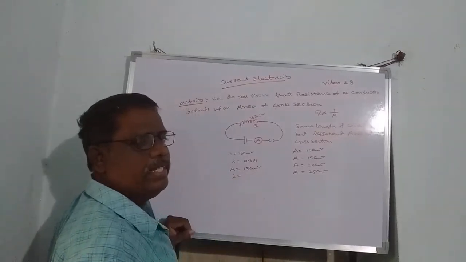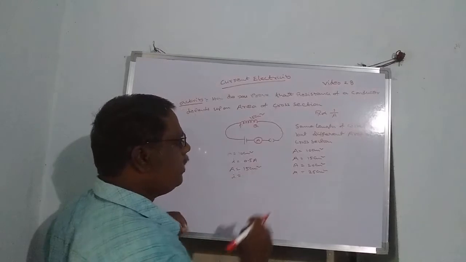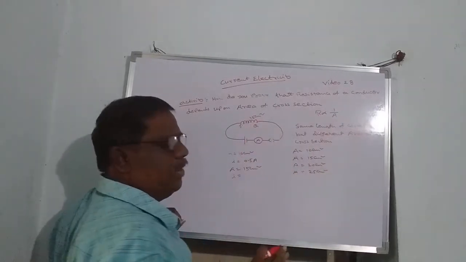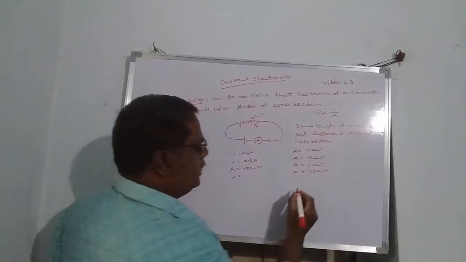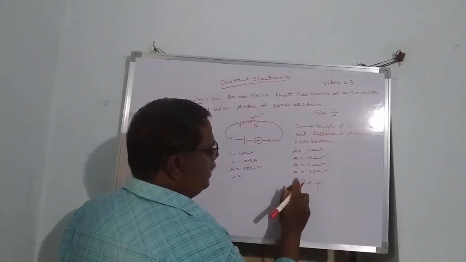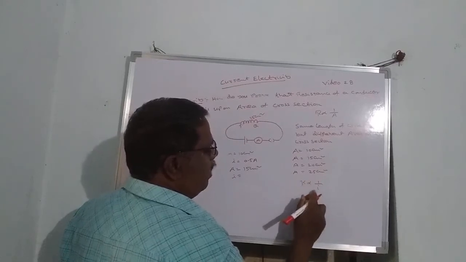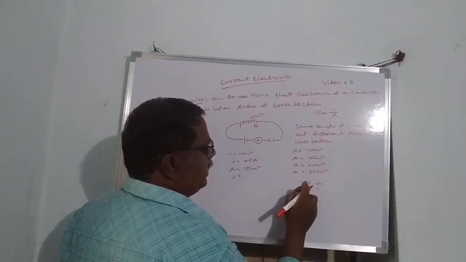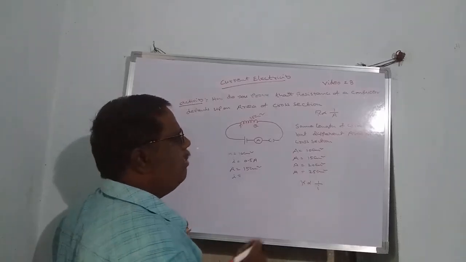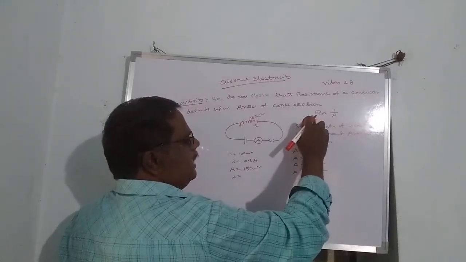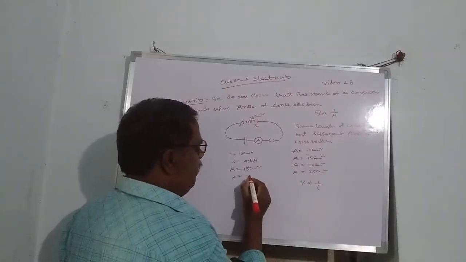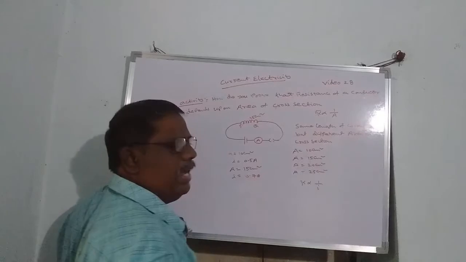So area of cross section increases, resistance decreases, and the flow of current increases, because R is again inversely proportional to I. If resistance increases, flow of current will decrease. If resistance decreases, flow of current will increase. Now area of cross section increases, resistance will decrease, then current will increase. Now it will be some 0.7 amp.